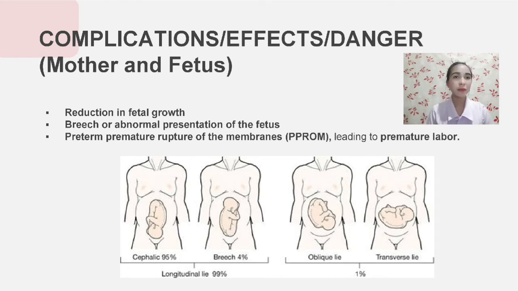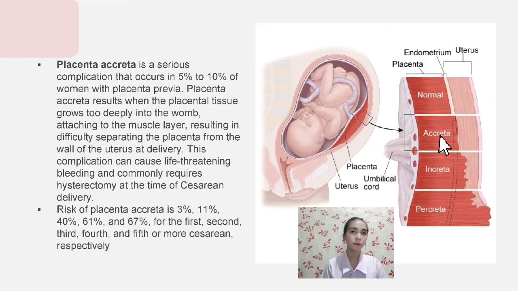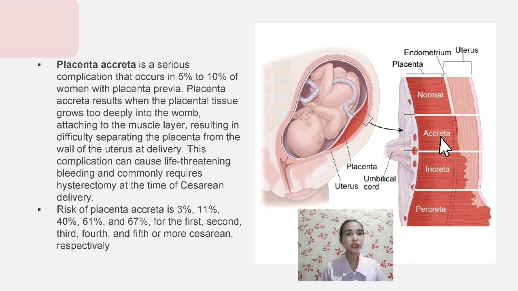The bleeding of placenta previa can increase the risk for preterm premature rupture of the membranes, leading to premature labor. Placenta accreta is a serious complication that occurs in 5% to 10% of women with placenta previa. Placenta accreta results when the placental tissue grows too deeply into the womb, attaching to the muscle layer, resulting in difficulty separating the placenta from the wall of the uterus at delivery. This complication can cause life-threatening bleeding and commonly requires hysterectomy at the time of cesarean delivery.